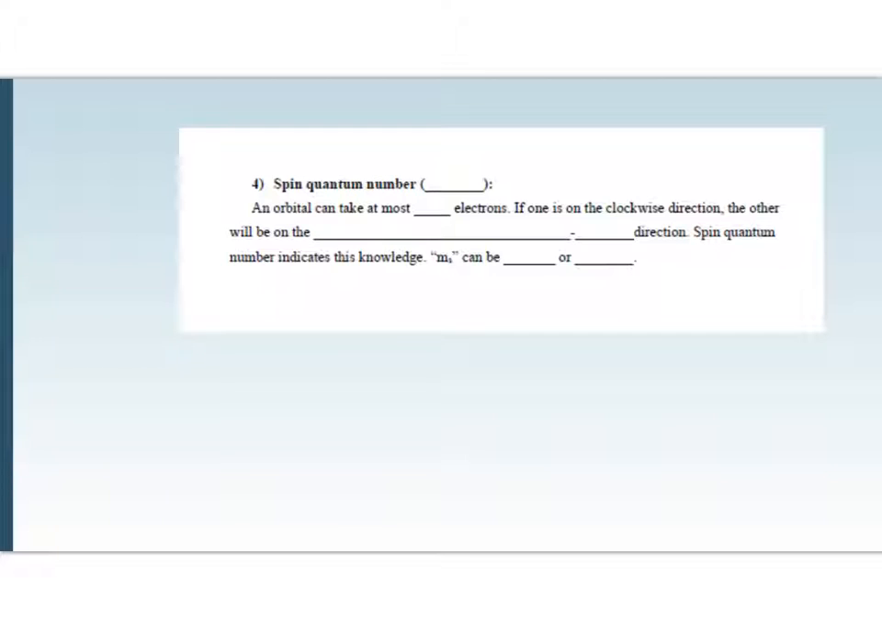And finally, spin quantum number, which is shown with ms here. An orbital can take at most 2 electrons. If one is in the clockwise direction, the other will be in the counterclockwise direction. Now, the reason is, in an orbital you can have at most 2 electrons, and these electrons have the same sign, minus 1. So this means that they are going to repel each other. When they repel each other, they're going to turn on different sides. So when you indicate that spin quantum number, ms, you can have only 2 values. First one is plus 1 over 2, and the other one is minus 1 over 2.